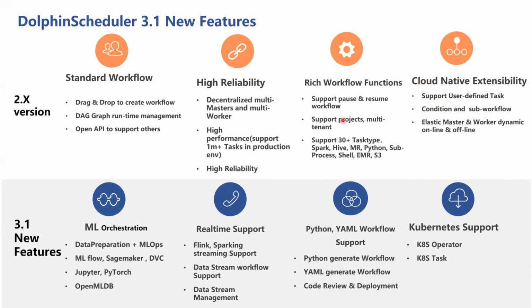We support the cloud native extensions. About the 3.1 new features, I have four categories. From machine learning, we introduce some integration of third parties, and we also support real-time Flink, Spark streaming and data streaming management, and we can use the Python YAML workflow to support. And finally, Kubernetes support using operators. We do have operators that can be installed into the installation, and we can run Kubernetes tasks.